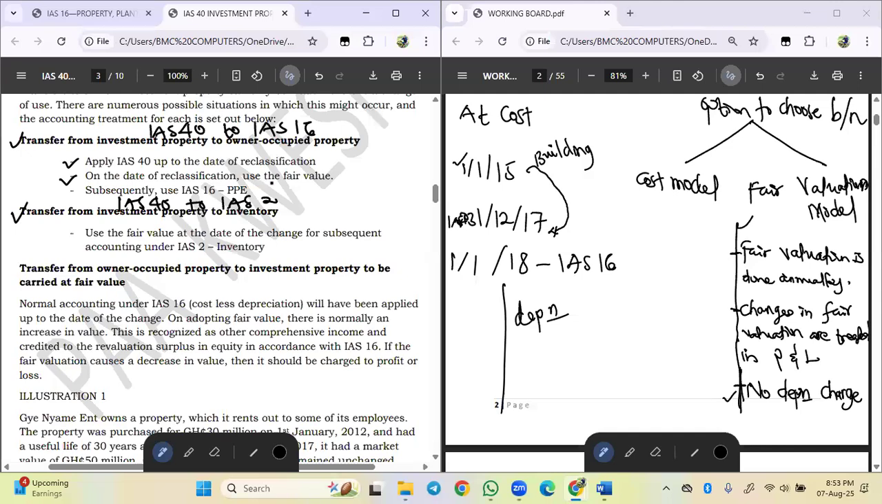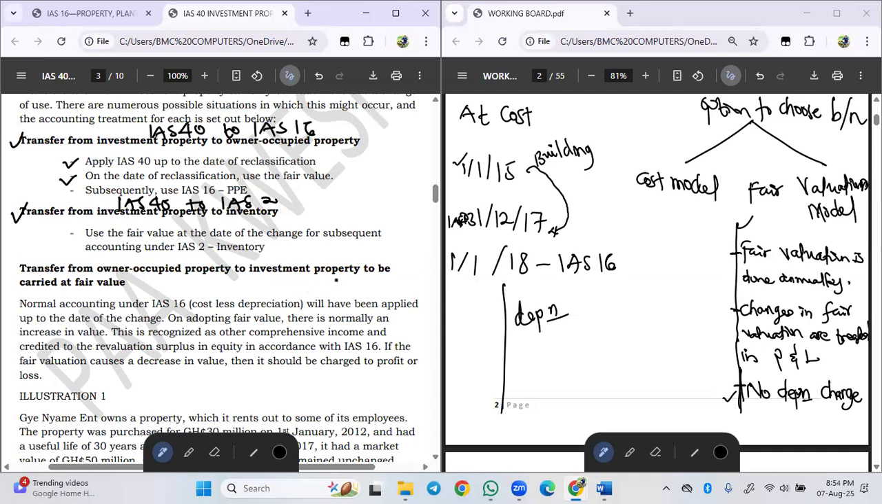Now, let's talk about the transfer from owner-occupied property to investment property to be carried at fair value. This is where you have an asset under PPE that you are using for production and administrative purposes, but you want to convert to rentals. You want to rent it out so that you get something on it, or for capital appreciation. So normal accounting under IAS 16, the cost less depreciation, will have been applied up to the date of the change.